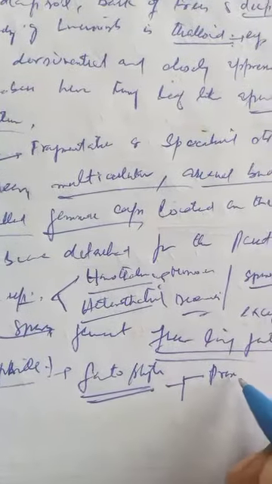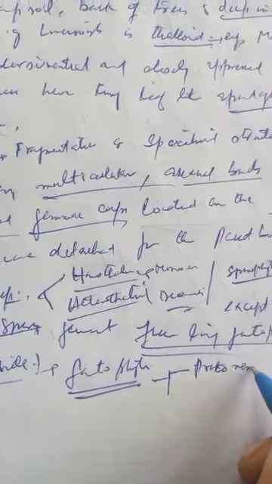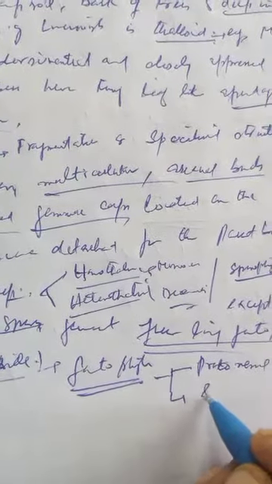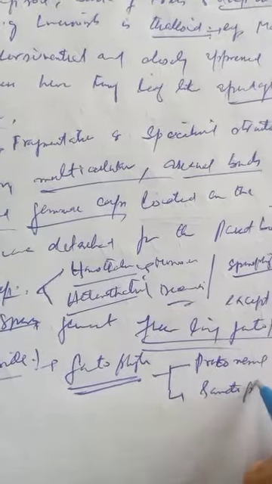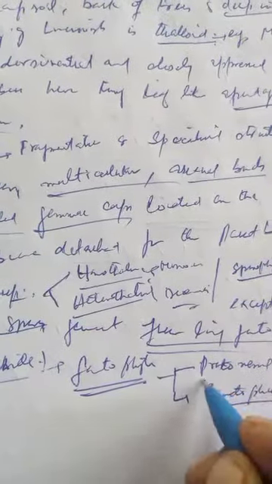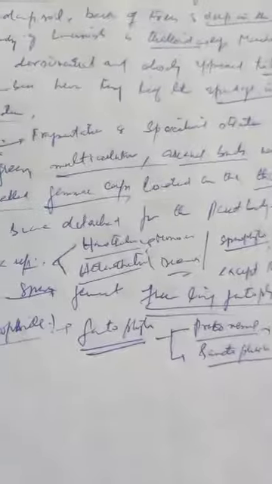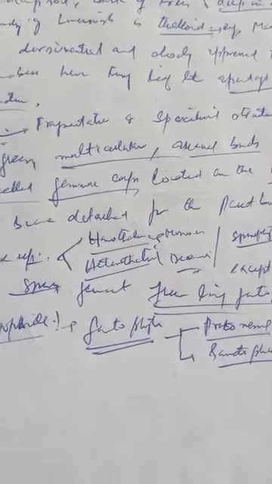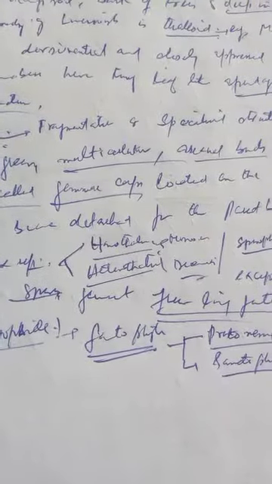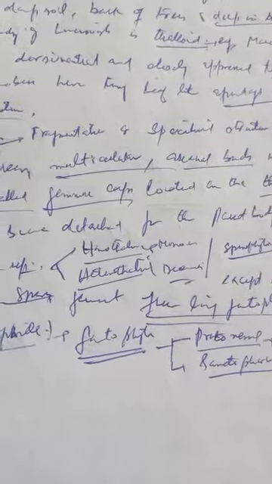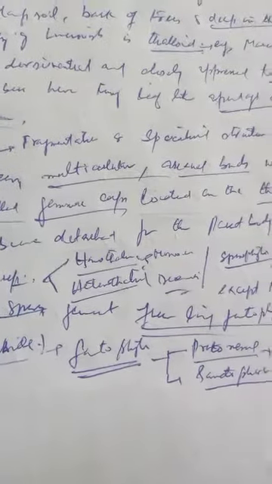Protonema and gametophore. As I have already told you while teaching the salient features, in higher bryophytes this gametophytic phase has two stages, protonema stage and gametophore.